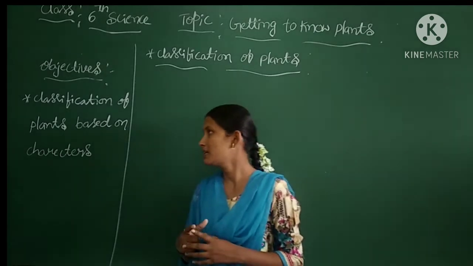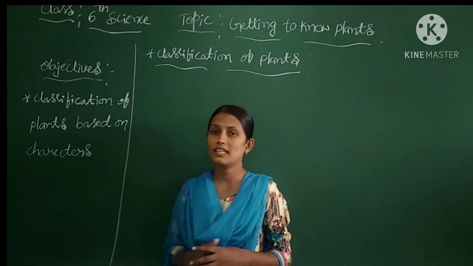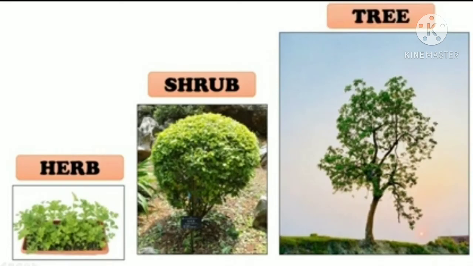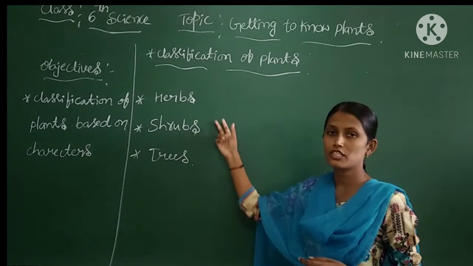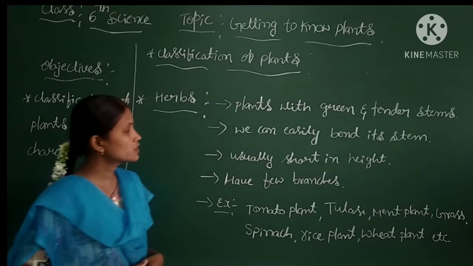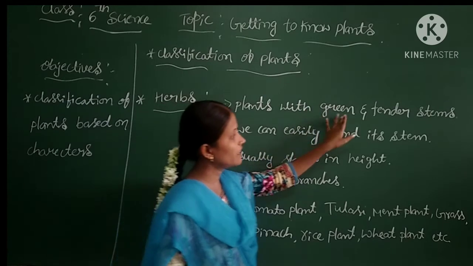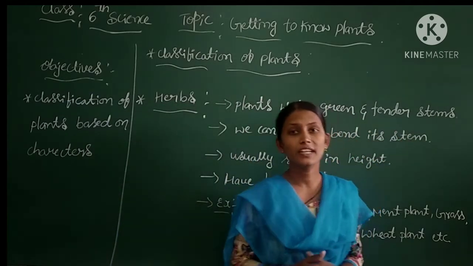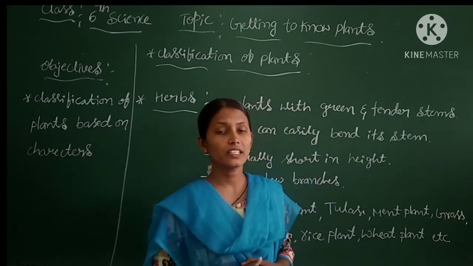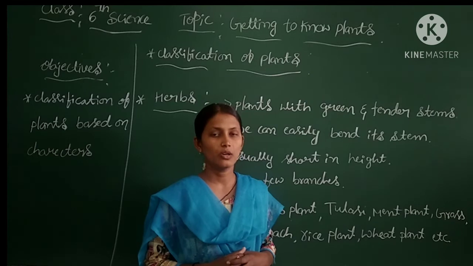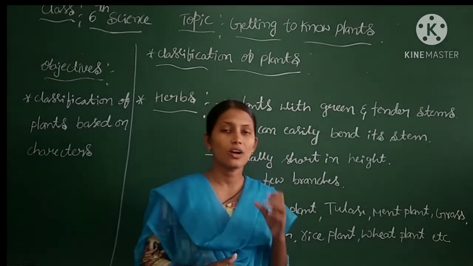Here the plants can be classified based on the character as herbs, shrubs and trees. Now let us discuss what are the characteristics of each type of plant. First one, these plants have green and tender stems. Tender stems is nothing but soft stems, or you can call them non-woody stems. Here herbs have a soft stem.